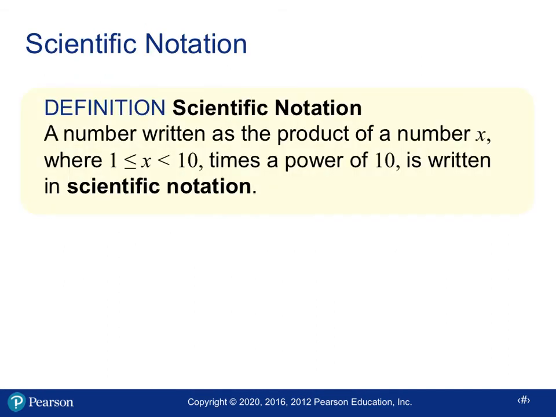Scientific notation is written as a number times 10 to some exponent. If the exponent is positive, then it's a large number. If the exponent is negative, then it's going to be a super tiny number. Not a negative number, but tiny, like in quantity, right? Quantity.